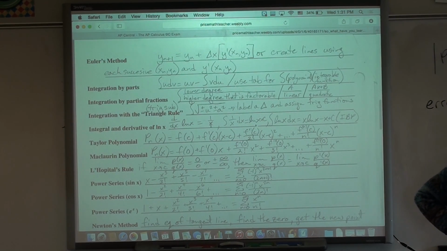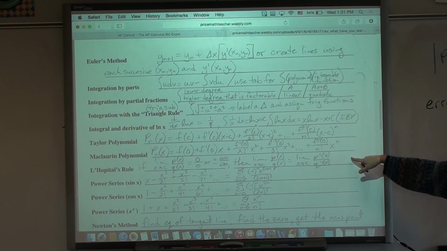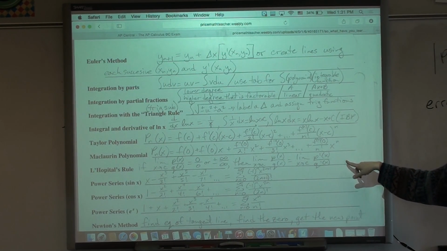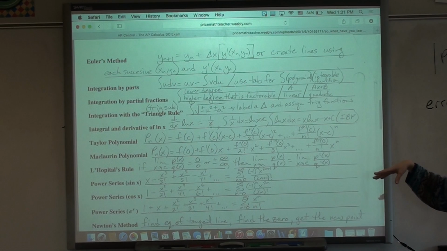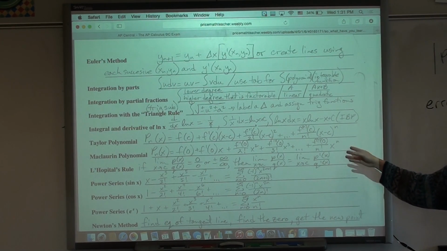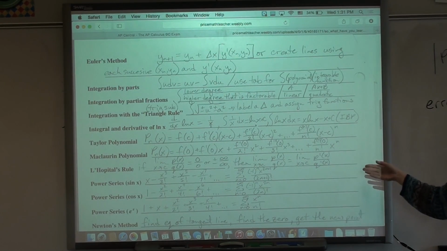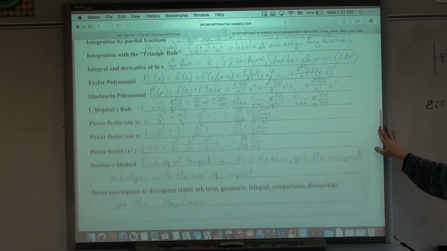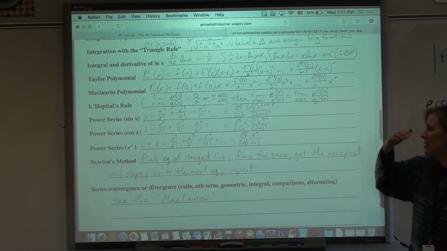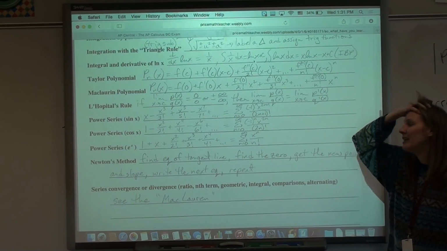L'Hopital, right? I think you all know L'Hopital. One of the things he didn't mention in here was improper integrals. Make sure you know how to do improper integrals. That kind of relates to L'Hopital a little bit, but improper is when you have an integral where one of the limits is infinity, or where you have division by 0, and you have to rewrite it as a limit. So anyway, L'Hopital. Power series for sine, cosine, and e.